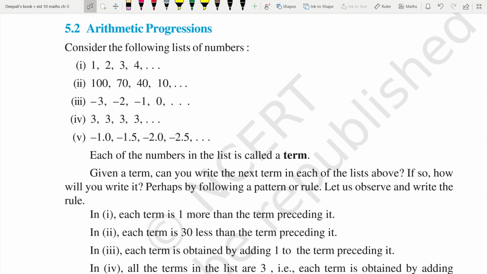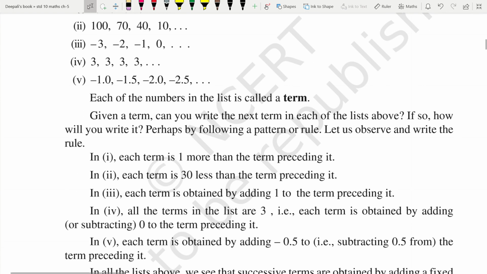Now consider the list of numbers 1, 2, 3, 4 till infinity. In the same way 100, 70, 40, 10; minus 3, minus 2, minus 1, 0 and so on; 3, 3, 3, 3; and minus 1.0, minus 1.5, minus 2.0, minus 2.5. Each of the numbers in the list is called a term. Very important definition this is. So you can say 100, 70, 40 and 10, they are terms. Given a term, we can write the next term in each of the lists above.